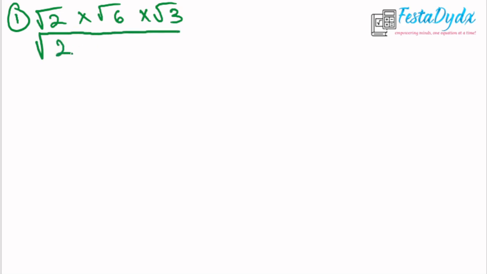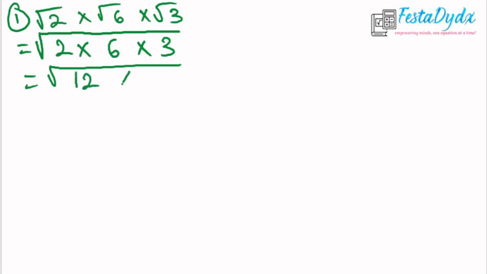We have 2 times 6 times 3. Now multiply this together. When we bring them together, 2 times 6 gives us 12. 12 times 3 gives us 36. And 36 is a perfect square. So what is the square root of 36? The square root of 36 is 6. So this is the answer for number 1.